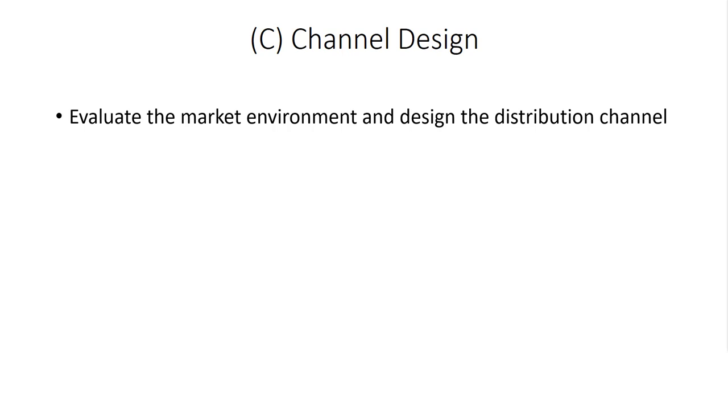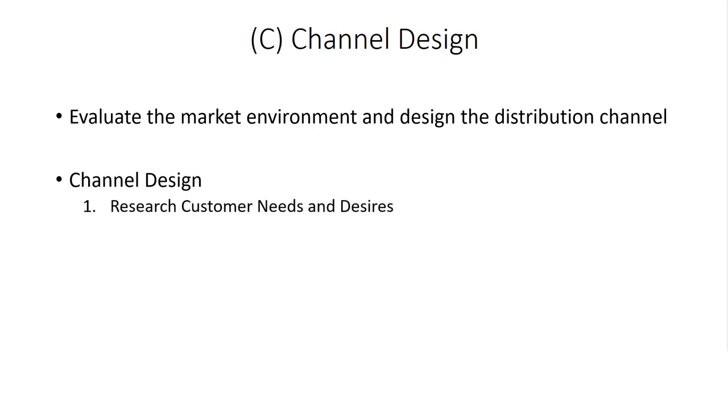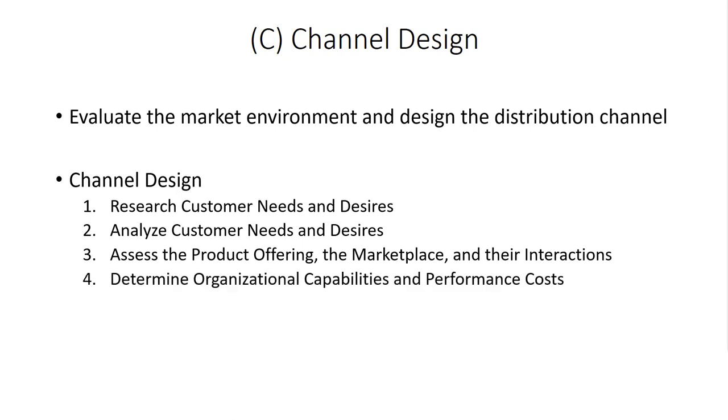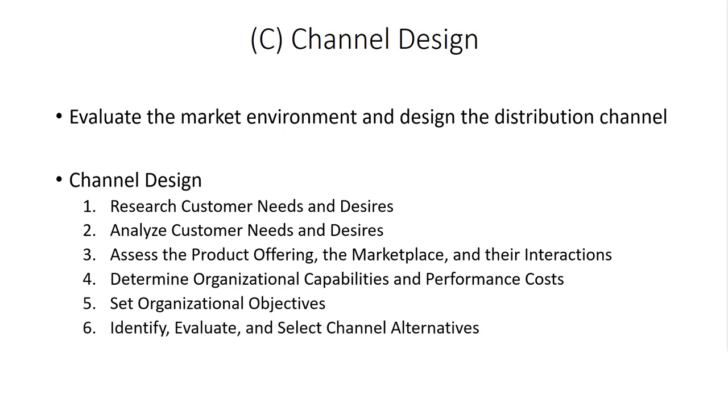The channel design process consists of 6 steps that start with researching the target customer's needs and desires, then analyzing those needs and desires, then follows with an assessment of the product offering, the marketplace, and the interactions between the two. It then moves to the company side with a determination of the organizational capabilities and the cost to deliver what the target audience wants. Finally, with all this, the company sets the organizational goals and then identifies, evaluates, and selects the channel alternatives. So I'll now explain each of these steps.